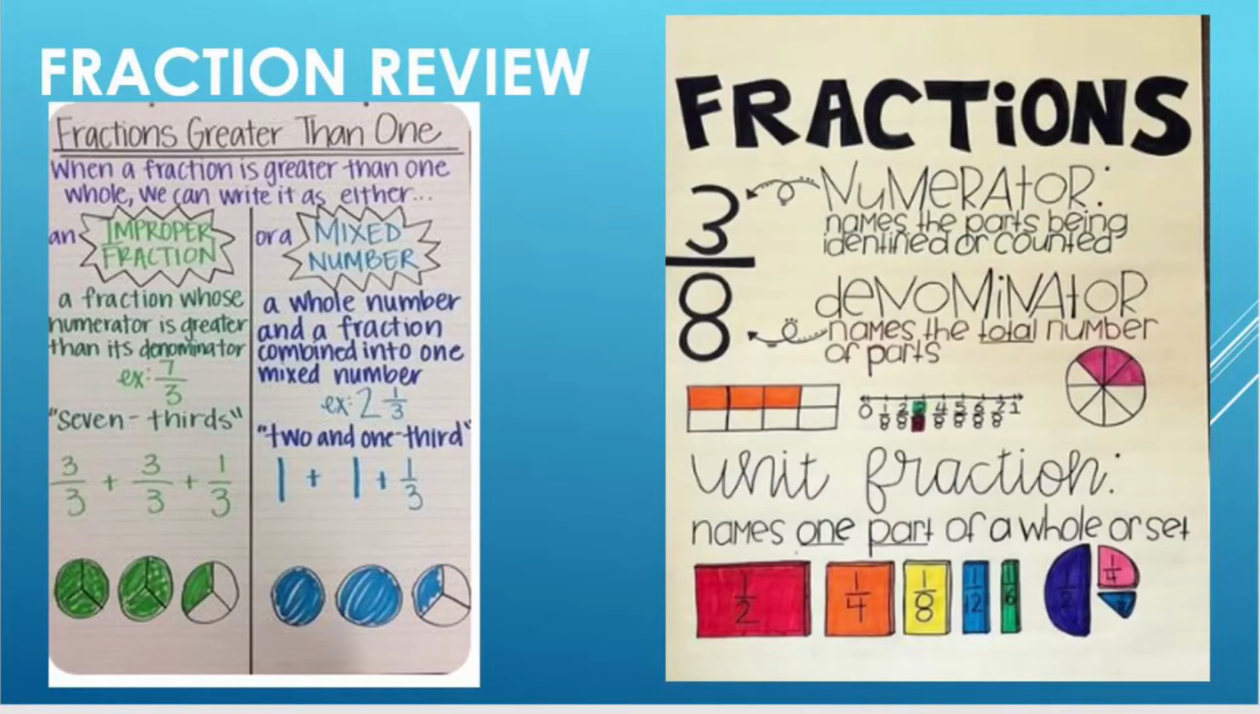Then we see on the left fractions greater than 1. This is when we have a fraction that is larger than one whole. We can show that with an improper fraction, where it has a larger numerator than its denominator, or a whole number and a fraction, which would create a mixed number. Now let's take a look at our first problem.